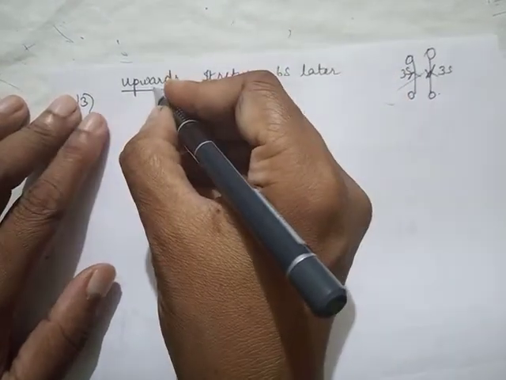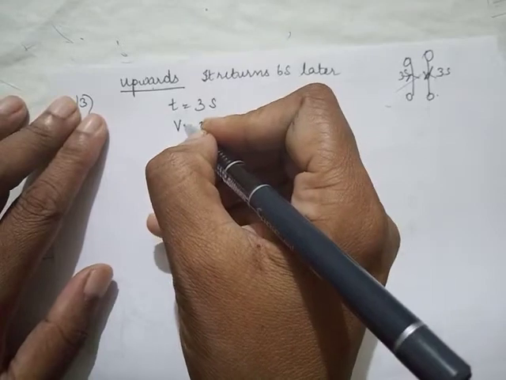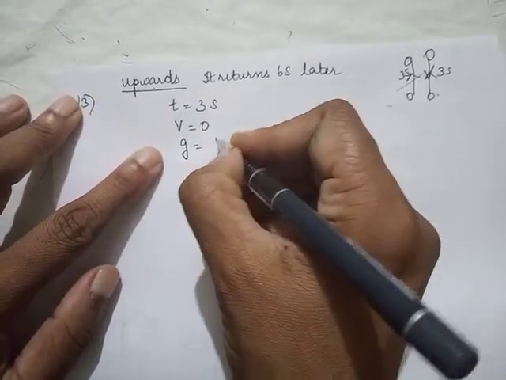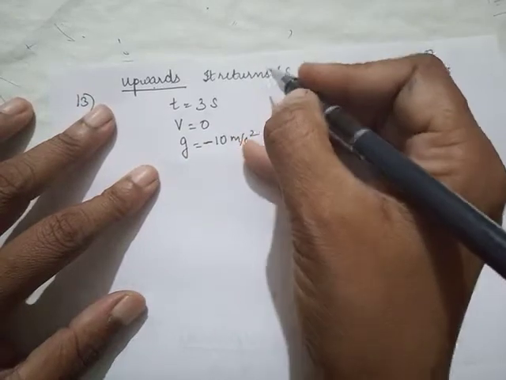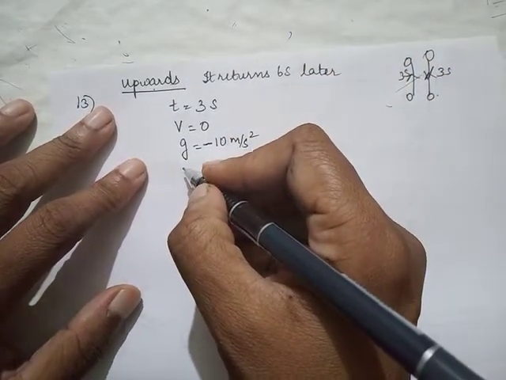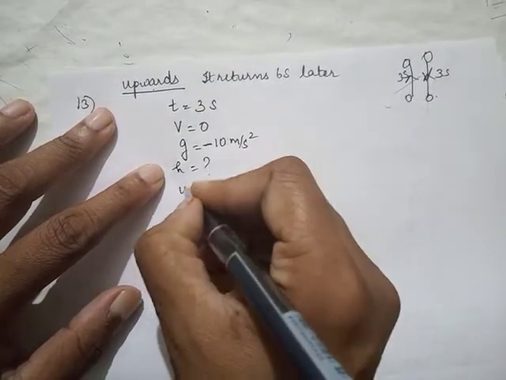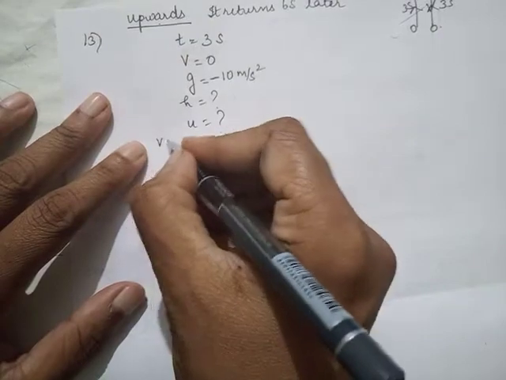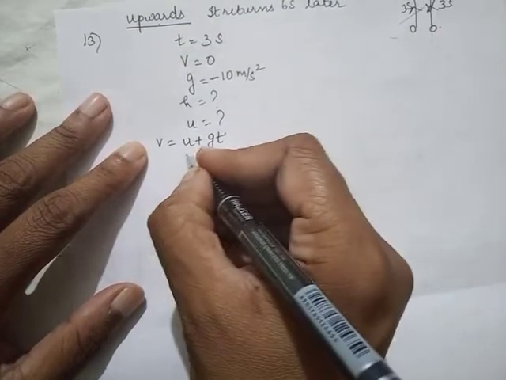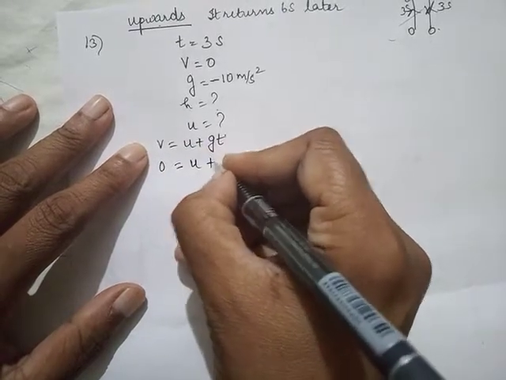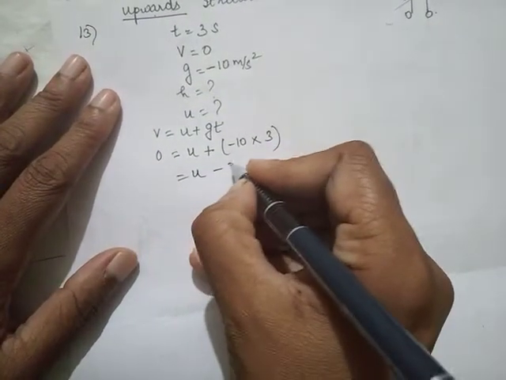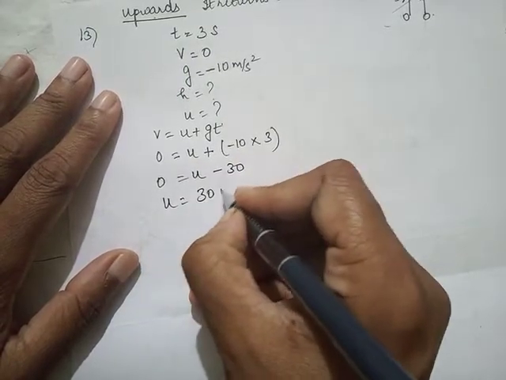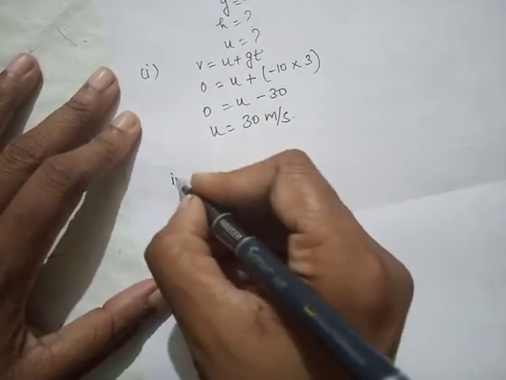So upward journey means, what are the conclusions that you will take? Final velocity is 0 and they have told you to take g as 10 meter per second square, and it will be minus for upward journey. Now we have to find H and then U. So v = u + gt. 0 = u + (-10) into 3. So u - 30 = 0, or u is equal to 30 meter per second. So the initial velocity with which this ball has to be thrown is 30 meter per second.